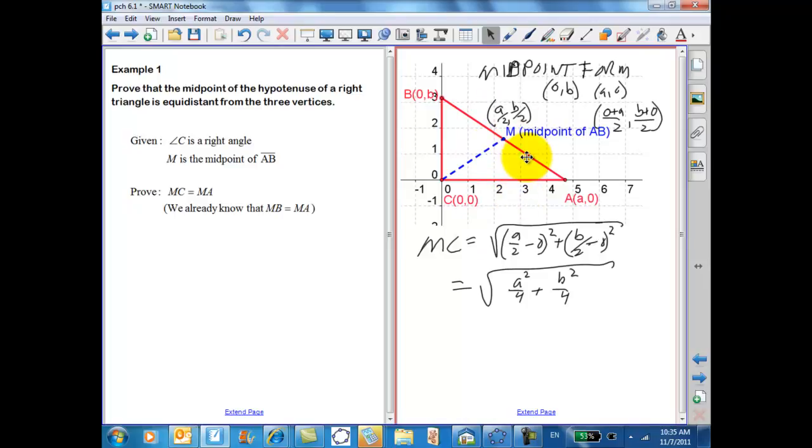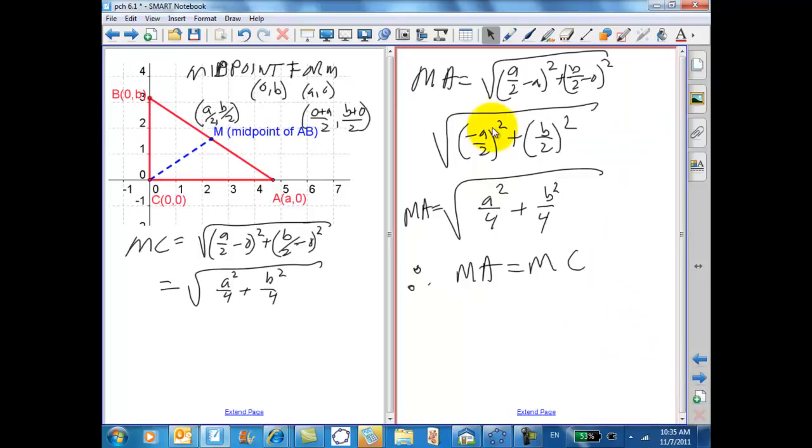And now the distance MC, from M to C, the origin, is just (A over 2 minus 0) quantity squared plus (B over 2 minus 0) quantity squared, which simplifies down to that. And now I can try the other one, MA, from A over 2 to A, which is A. But A over 2 minus A is negative A over 2, so we still get A squared over 4 there. So basically, these two expressions are equal, so MA equals MC.